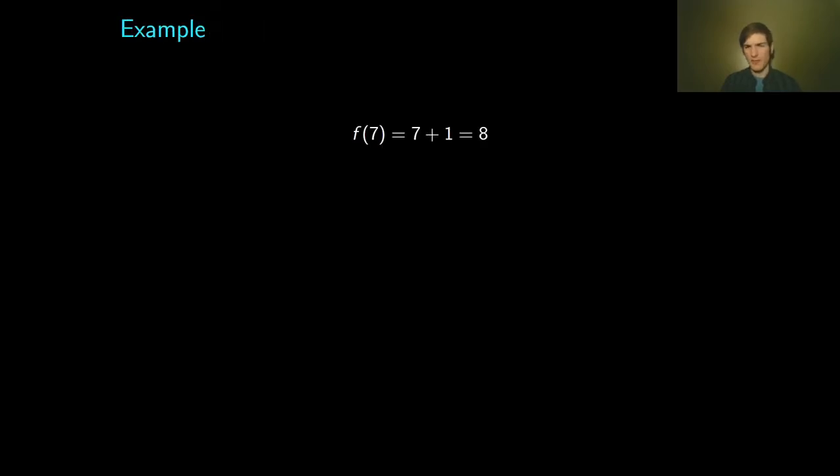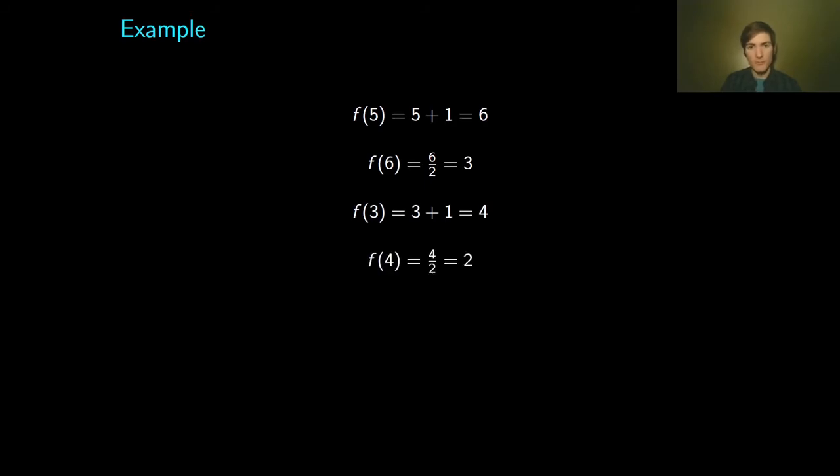First, f of 7. 7's odd, so we simply add 1, 8, simple enough. But what if we take f of 8? Divide by 2, we get 4. f of 4, divide by 2, we get 2. f of 2, 2 divided by 2, 1. Interesting. Let's stop at 1 for now. f of 5, we get 6, 6, 3, 3, 4, 4, 2, 2, 1.